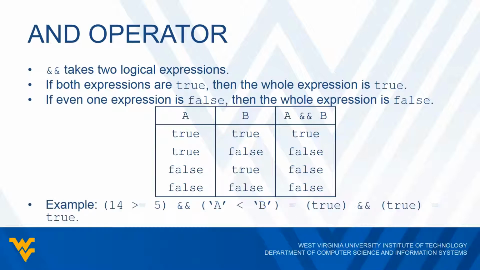Let's take a look at an example. Let's say we have the expressions 14 greater than or equal to 5, and then capital A less than capital B. We're combining these two with the AND operator, and we want to check if the whole thing is true or false. Well, 14 greater than or equal to 5, that part is true. And capital A less than capital B, that's also true. If you do the collating sequences and compare them, that's going to be true. So since both of these expressions are true, then when you combine them with the AND operator, it must also evaluate to true.